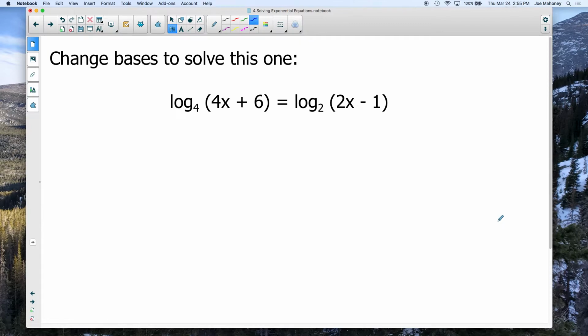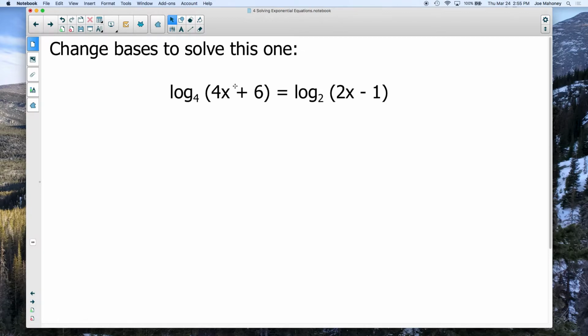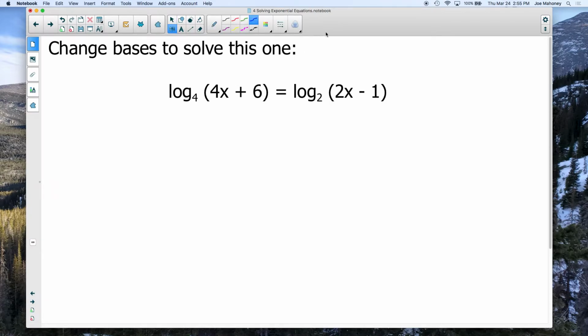Boy, this equation is crazy, because you've got 2 different bases going on. Oh my goodness. So the first thing we need to do here is, let's see if we can create a little bit of room. There we go. We can move that up a little bit. The first thing we need to do is get the bases the same.